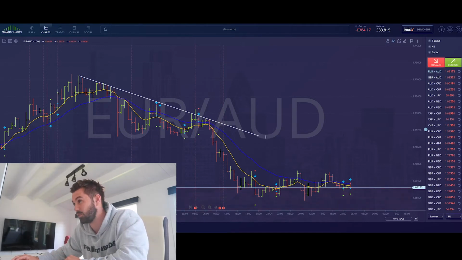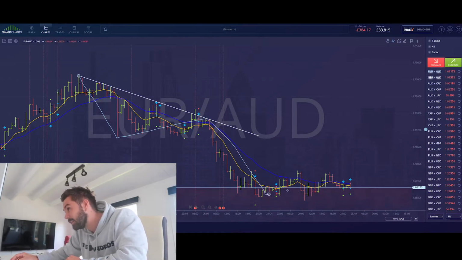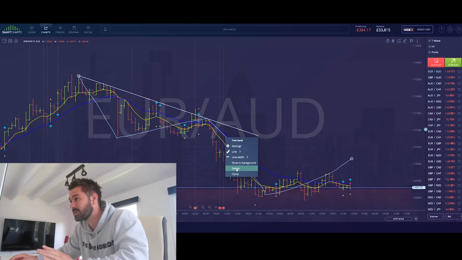So the trend line is going down. This move here, that's phase one. And then this is the pullback to the trend line. And then this is phase one again, and this would be the pullback to the trend line. So that's what that means.